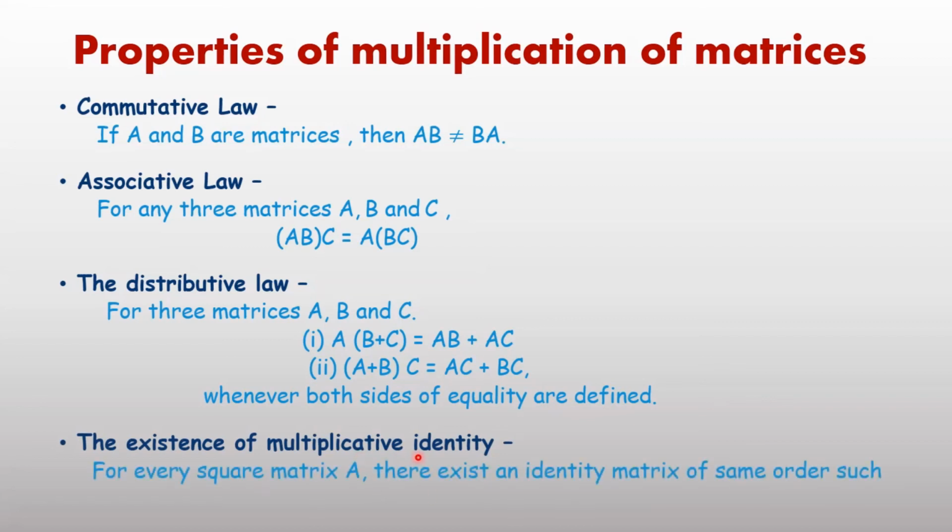Multiplicative identity. For a square matrix A, there exists an identity matrix of the same order such that I into A equals A into I equals A. If any square matrix A is given, you can write the identity matrix of the same order. If you multiply I into A or A into I, you will get the same matrix A. Then I is known as the identity or multiplicative identity for a square matrix A.